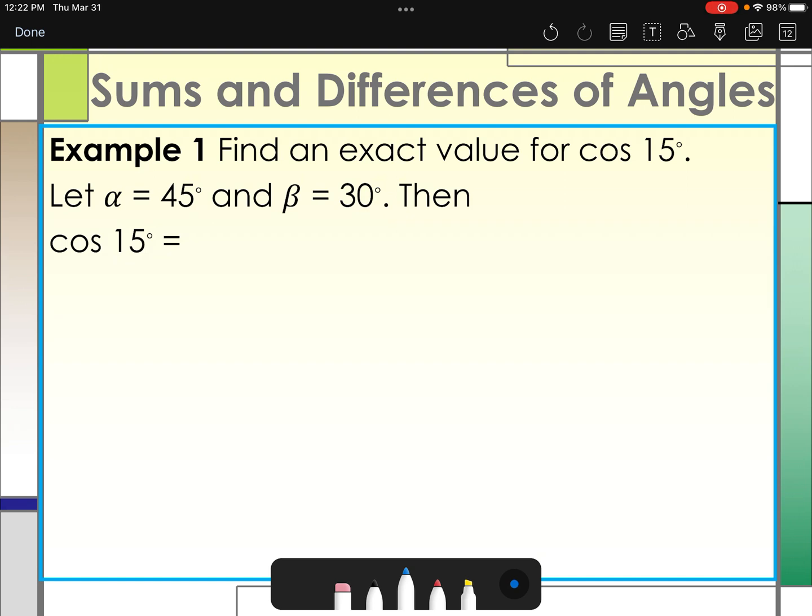Okay, so now we're going to find an exact value for the cosine of 15 degrees. So we know 0 and we know 30, but we don't know 15. Now I went ahead and took the liberty of calling alpha 45 and beta 30 because 45 minus 30 is 15. Now we don't have to use that. We could use 60 and 45. That's probably about all we'd want to use, actually. So this is really the cosine of 45 minus 30 degrees.